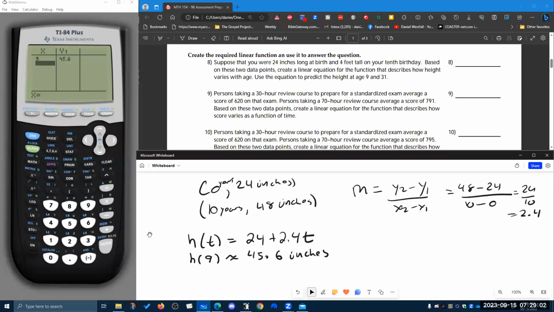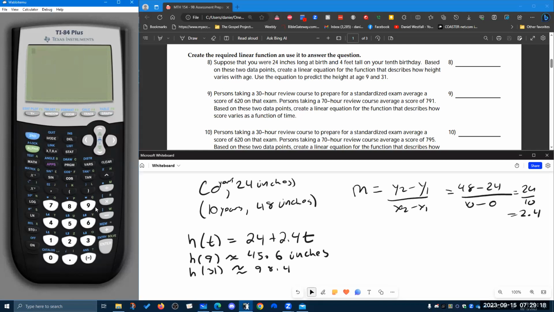But now I'm going to try and model my height for 31 years old with this. And it says that I'd be 98.4 inches. Let's look at what 98.4 would be. 98.4 divided by 12 is over 8 feet tall. I don't think so. Not many people get to be that tall, right?